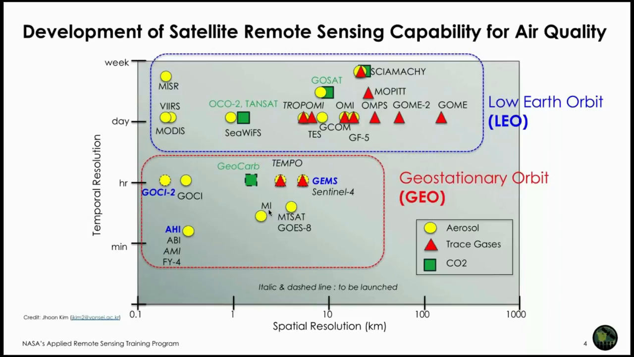We can see that most low Earth orbit (LEO) sensors have a day-to-week temporal resolution, but geostationary orbit sensors have higher temporal resolution, from a few minutes to 1 hour. In this talk, I will only cover aerosols using GOCI and AHI on Himawari, and GEMS for air quality studies.